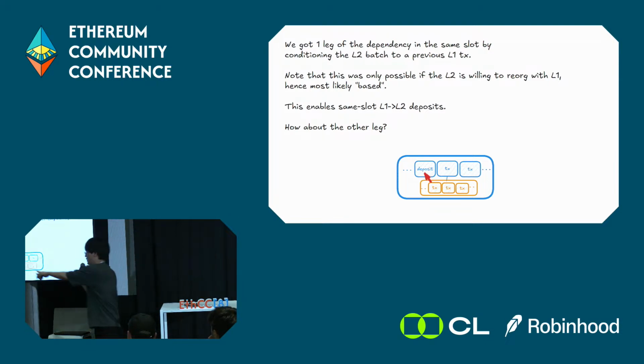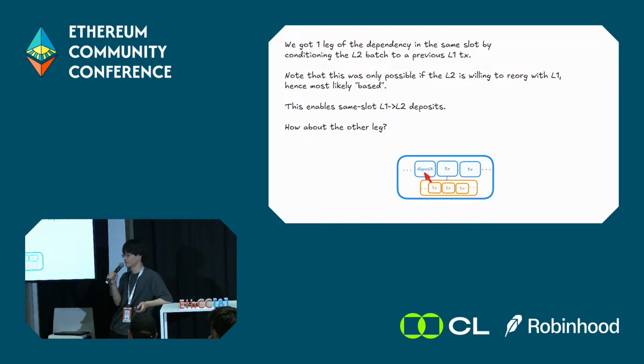Because if this deposit reorgs out, the L2 transactions will be reorged out too, because there's a dependency. So this is one of the nice features of being based. You're willing to reorg together with L1, so you can get this fast synchronous composability with L1. So yes, this enables L1 to L2 deposits.